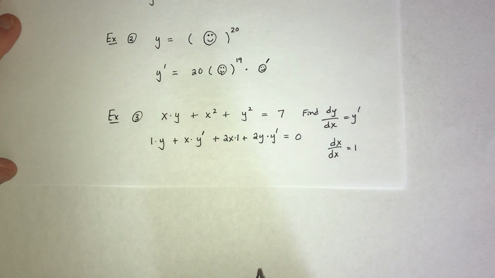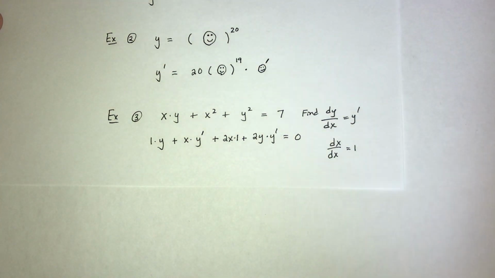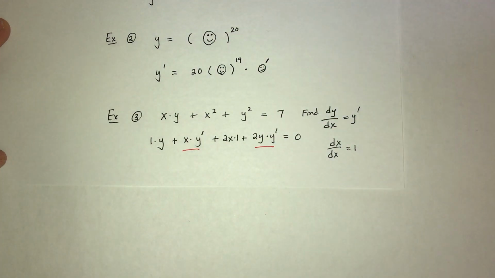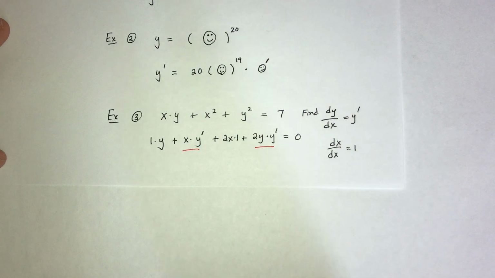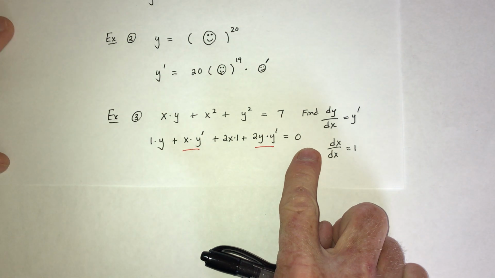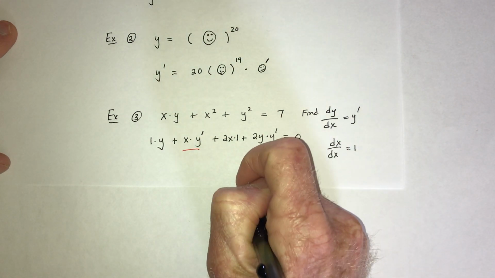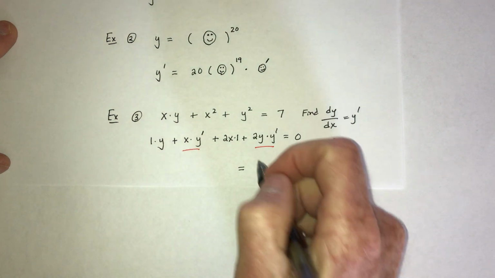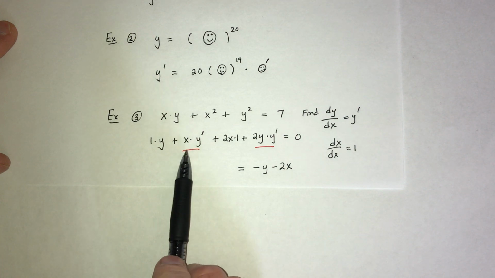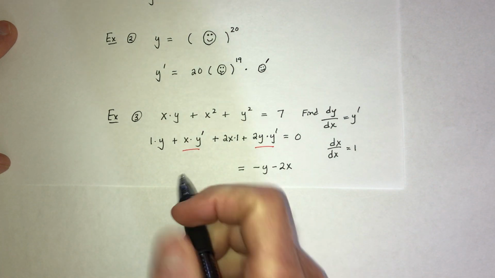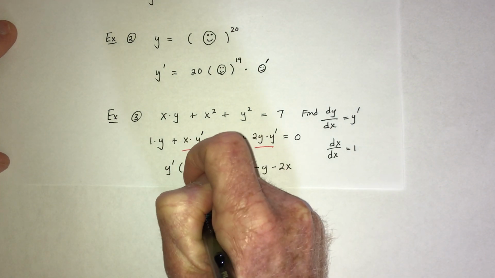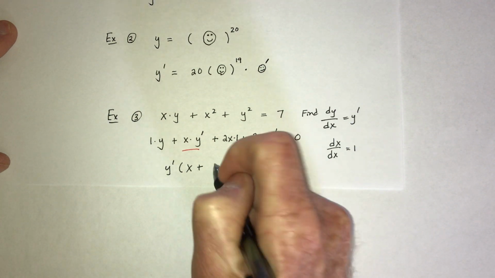Now I just have a couple steps to solve for y prime. So notice that y prime shows up right here and right here. So those terms that have y prime, leave them on the left side. The terms that don't have y prime, subtract them and move them to the right side. So the right side would look like I need to subtract y and also subtract 2x. And then for these two terms that have y prime, go ahead and factor it out. So factor out y prime, and then it would leave x plus 2y.